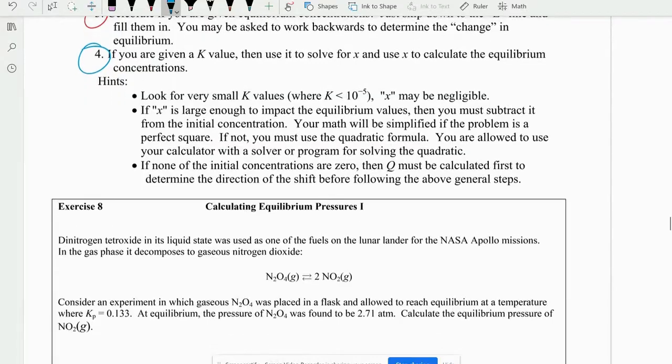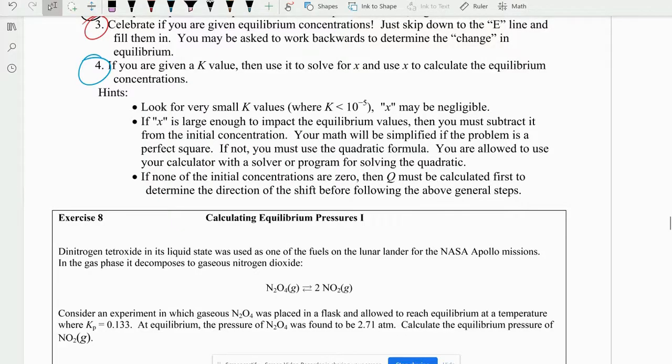A couple of other bullet points here. Look for very small values of K. You can see where I mentioned K would be less than 10 to the negative fifth. That's because X at that point may be negligible. Second bullet point: if X is large enough to impact the equilibrium values, then you must subtract it from the initial concentration.